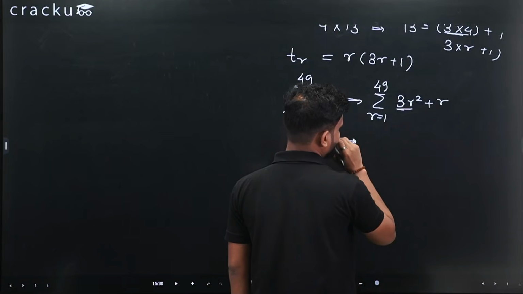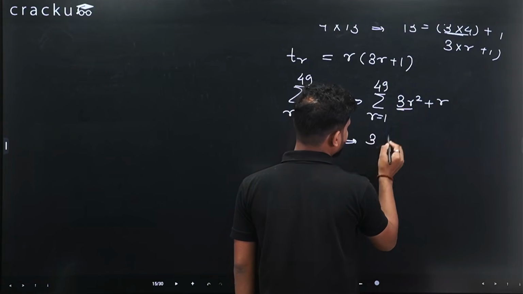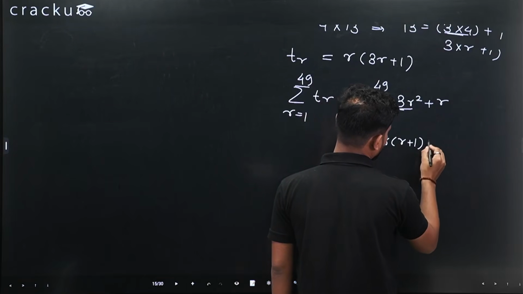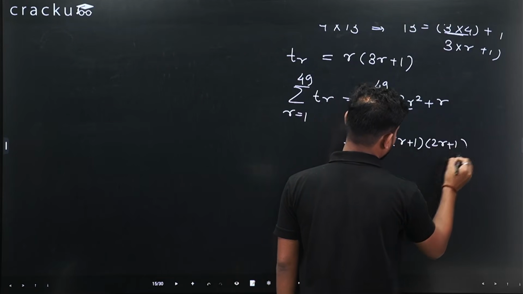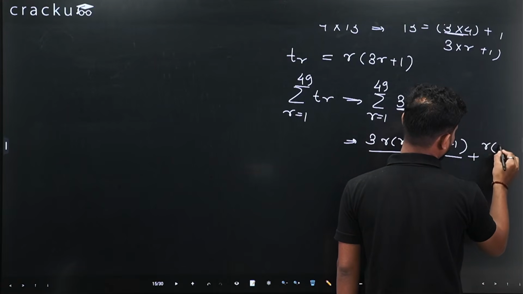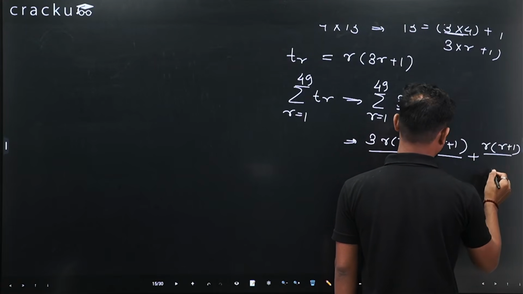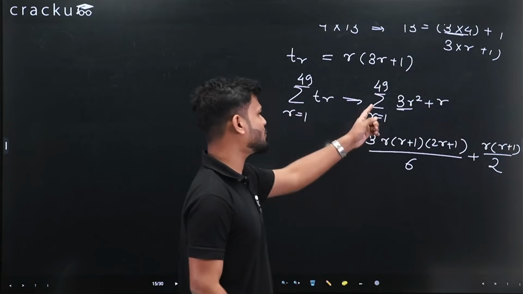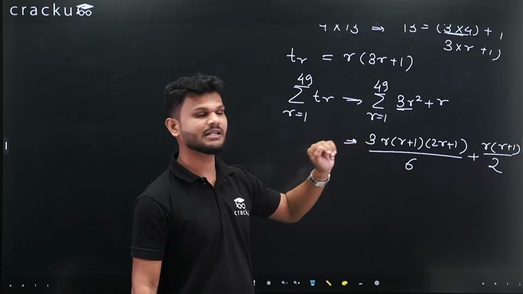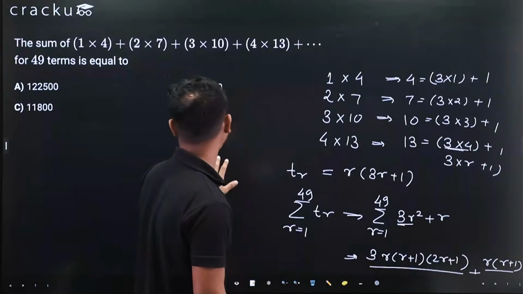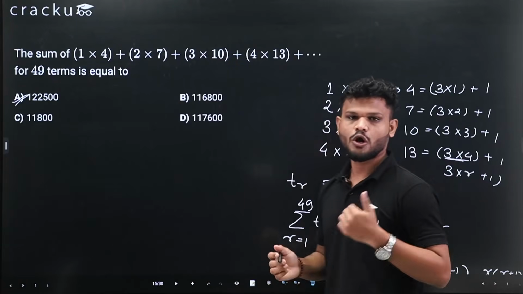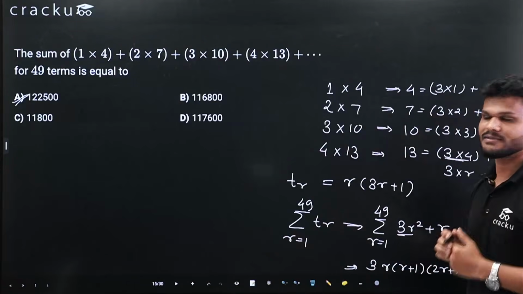This is 3r square. So you can write this as 3 into summation of r square, which is r into (r plus 1) into (2r plus 1) divided by 6, plus summation of r, which is r into (r plus 1) divided by 2. And you need to put 49 here. In place of r, put 49 because we have to find the sum till 49. If you put r equals to 49, your answer will come up to option number A. So option A is the correct choice here.